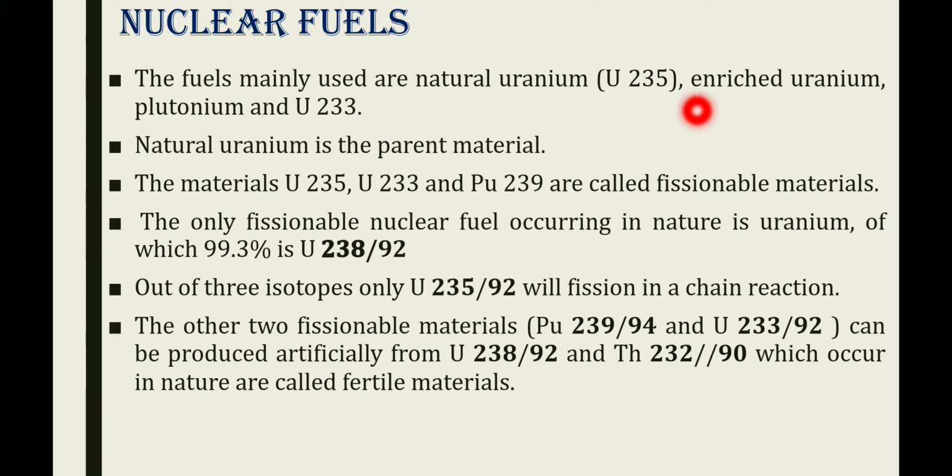Next is natural uranium. It is the parent material for all of these: enriched uranium, plutonium, uranium-233, but the parent material is natural uranium, that is uranium-235. So the materials uranium-235, uranium-233 and plutonium-239 are called what? Fissionable materials, because these materials are used in the nuclear fission process. That is the reason these materials are called fissionable materials.